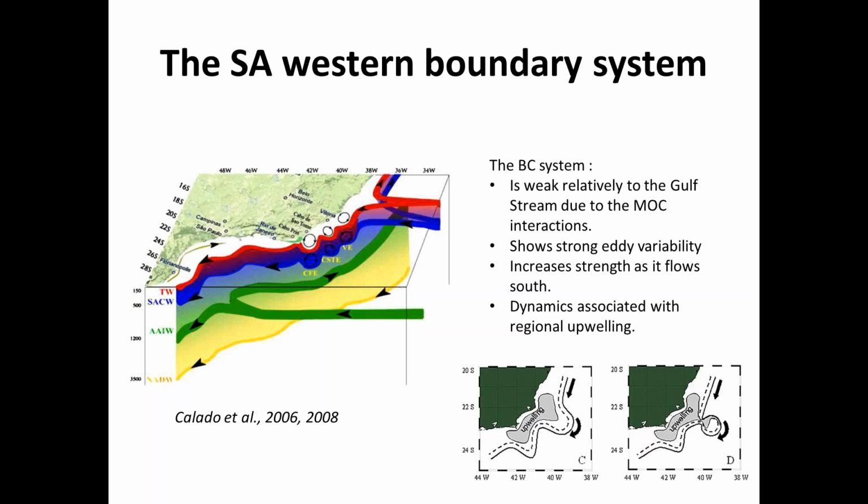It's much weaker than the Gulf Stream because of the more contribution northward, which enforces the Gulf Stream and weakens the Brazil current. And this western boundary has a strong eddy variability, as you see here, especially in this region between 20 to 25 south, and its dynamic is associated with the coastal upwelling, especially in Cabo Frio, which is associated with the meanderings of the Brazil current, as well as other processes during summer.